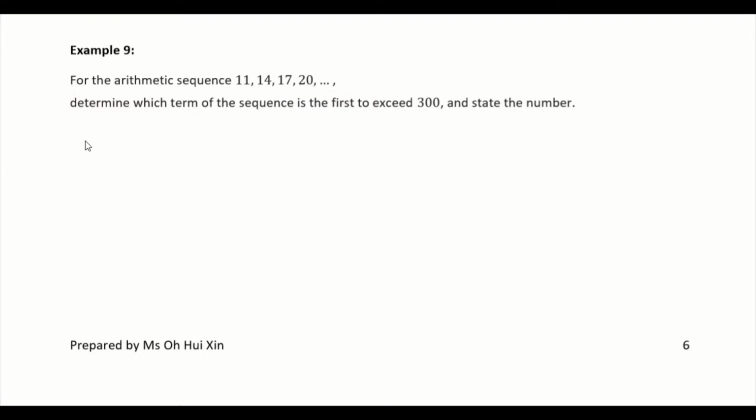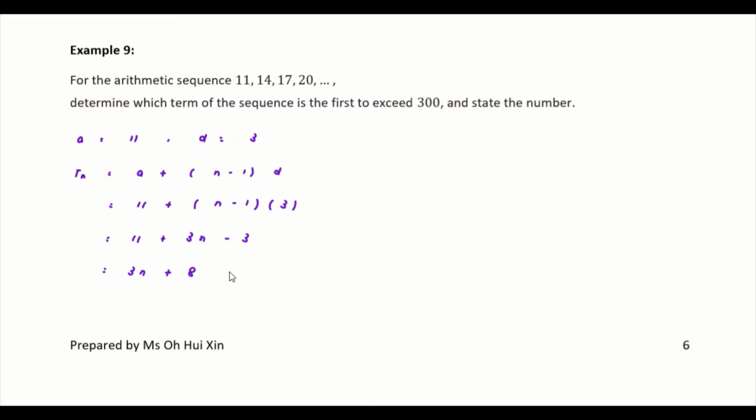Okay, so same thing, let's try to find out what's our nth term first. So the a here is 11 and the common difference here is 3. That's obvious, right? 14 minus 11, you get positive 3. So Tn equals a plus (n minus 1)d. The a here we have 11, the d is 3, so let's expand it. So 11 plus 3n minus 3, and that gives us 3n plus 8.